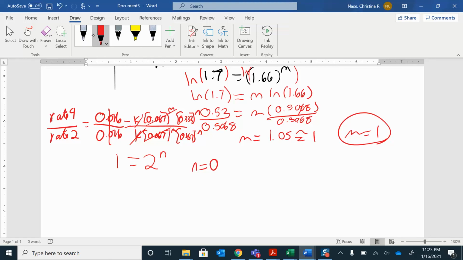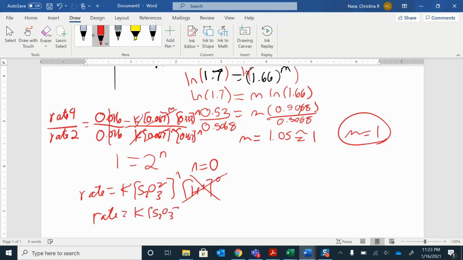So my rate law ends up looking like this. Rate is equal to k times S2O3 2- raised to the m power. We found that m is 1, and then times H+ raised to the 0th power, because n is 0. If we want to clean it up a little bit, this is not going to matter because anything raised to the 0th power is going to be 1. So your final rate law looks like rate is equal to k times S2O3 2- raised to the 1st power. So that's the rate law. That's what we were looking for in this step.